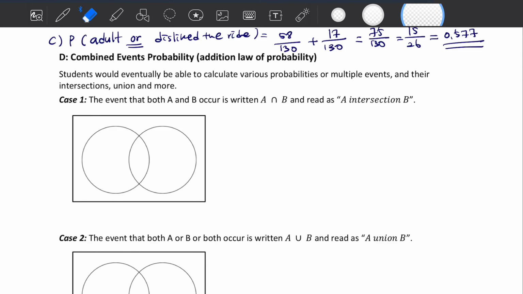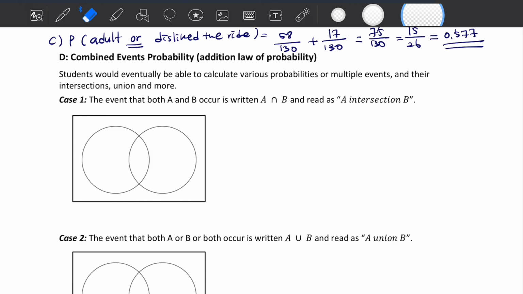Okay, then let's talk about the combined events probability, which we also call the addition law of probability. With this, we need to eventually be able to calculate the probabilities of multiple events and their intersections, unions, and more, right? So let's talk about the three most commonly used cases.